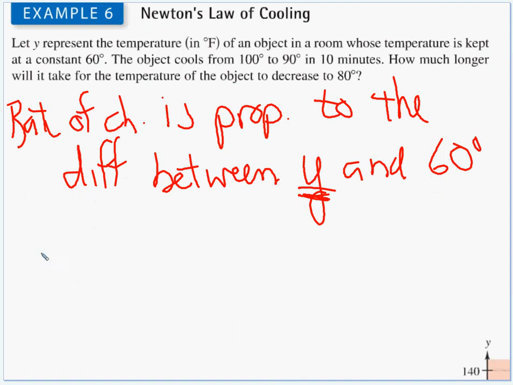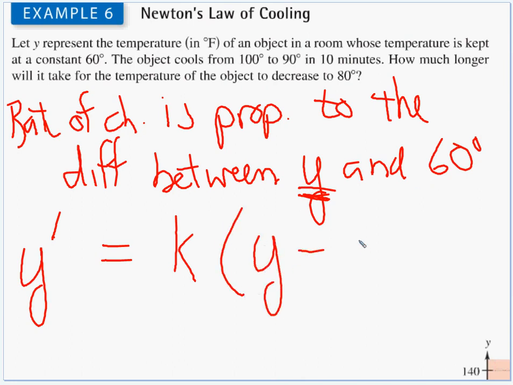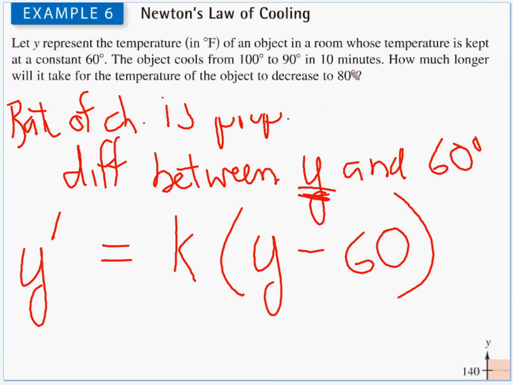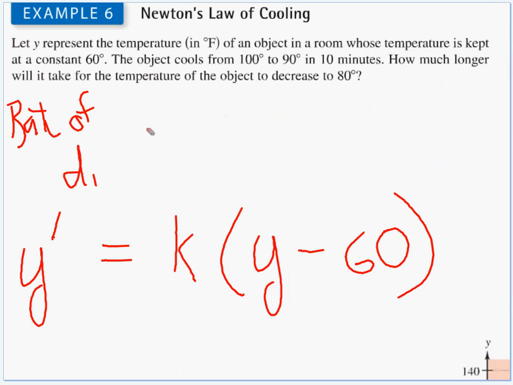So the rate of change, y prime, is proportional to the difference between our temperature and 60 degrees, y minus 60. So the rate of change is proportional to the difference between the temperature of our object and the 60-degree room temperature. So there, coming up with the equation based on the verbal model might have been the trickiest part.